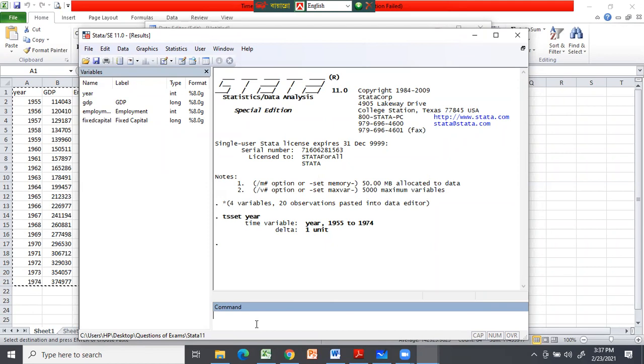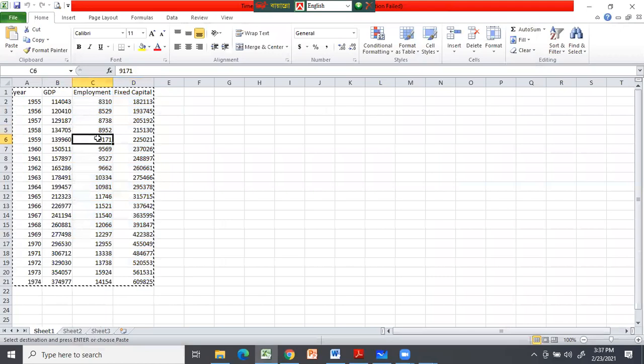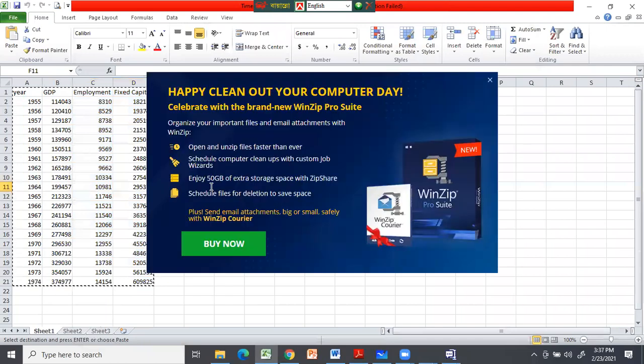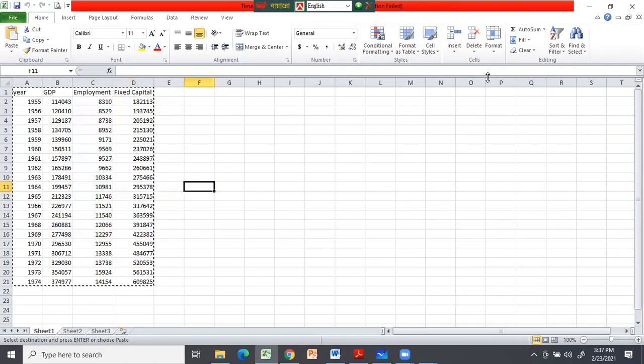You know that GDP, employment, and fixed capital are given in absolute values. But you'll have to analyze these data with a regression model which should be in a log linear form or double log form. That means both your dependent and independent variables should be in log form, because you have to incorporate the percentage concept here. You are going to show how much percentage change in your GDP happened due to the percentage change in the employment or in the fixed capital.